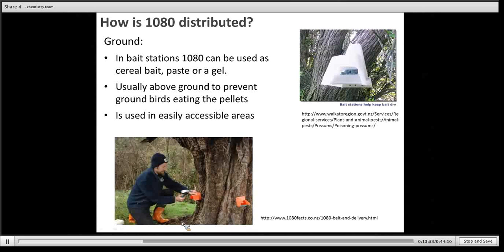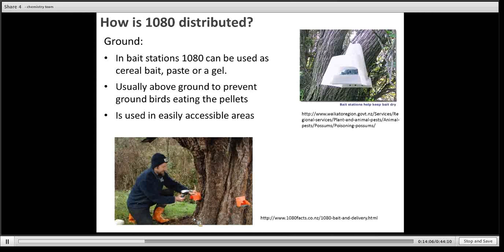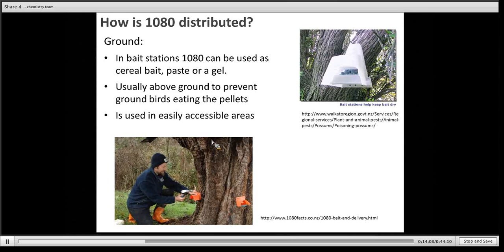That's to stop the flightless birds from perhaps pecking at it, so it reduces what we call the by-kill. In other words, the animals we don't want to kill, we want to reduce the amount that perhaps will eat it and die. And as I say, bait stations tend to be used where people can go in more easily and set these traps up and monitor them, because you've got to also keep on monitoring these traps. And it can be used, as I say, it's a paste or a gel or the cereal bait, or a carrot bait as well. Now, how does 1080 work?